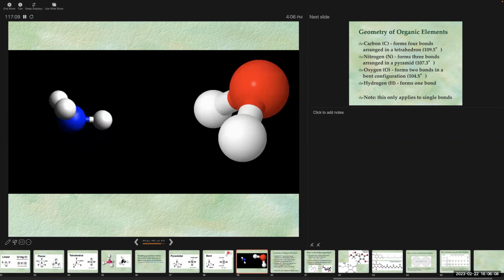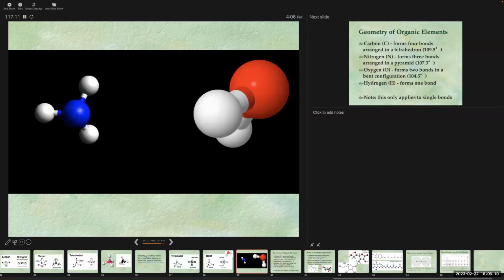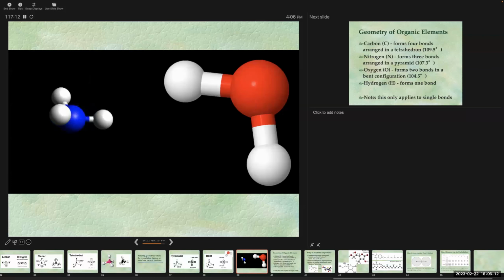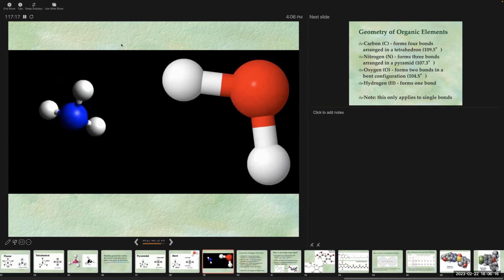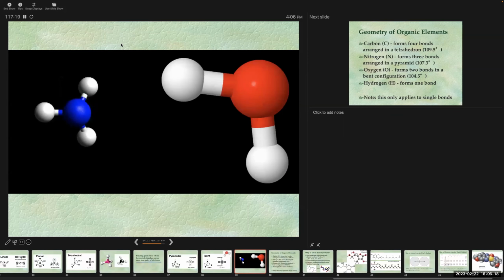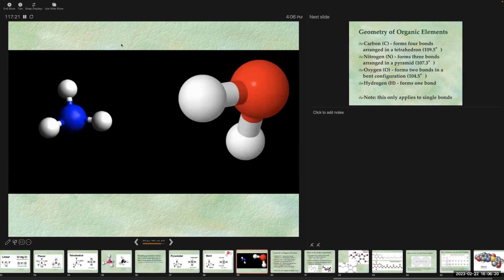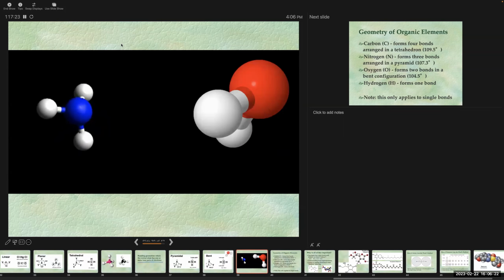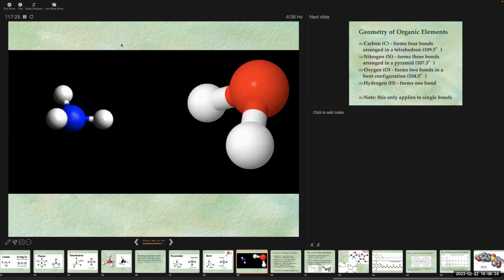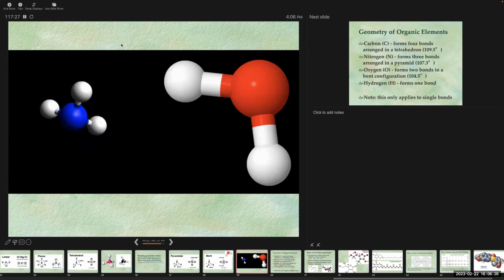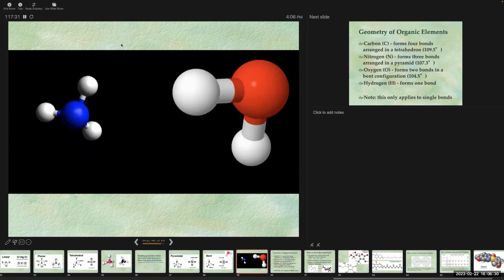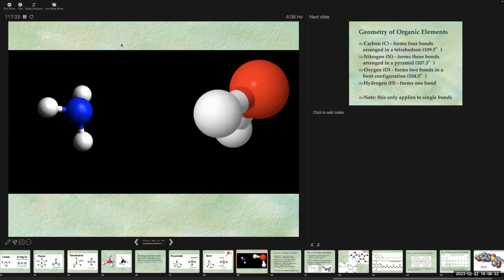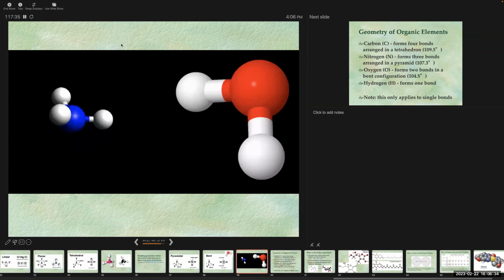I'll pass the model around in a second, and you can take a look at it. It's called a pyramidal configuration because I guess somebody thought it looked like a pyramid. It's not real pointy like the pyramids in Egypt, but it's kind of a flattened out pyramid.